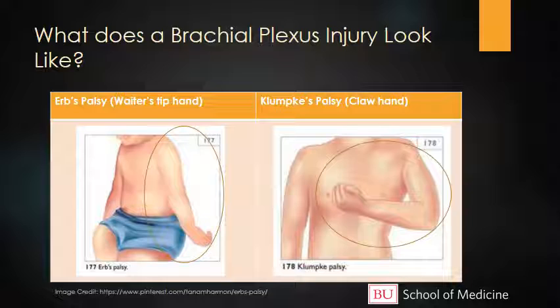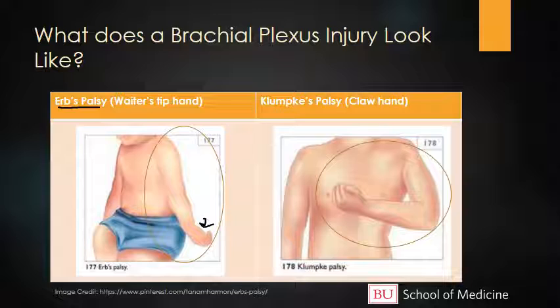With C7 involvement, the patient will present with Erb's palsy, or waiter's tip hand. This will look similar to the C5 and C6 palsy, but includes pronation of the forearm and wrist and hand flexion, which gives the full waiter's tip presentation, as if the child is asking for a tip.